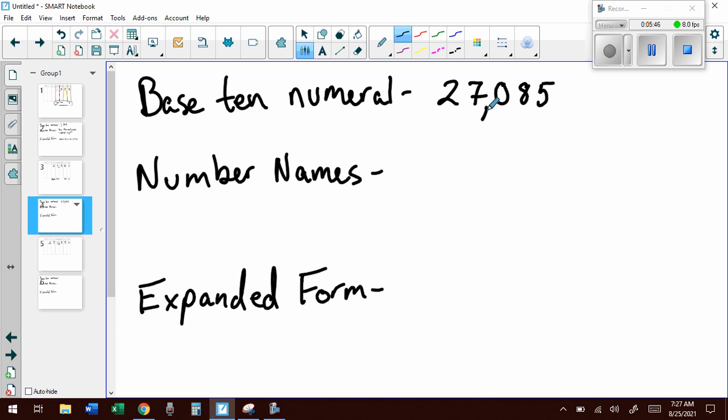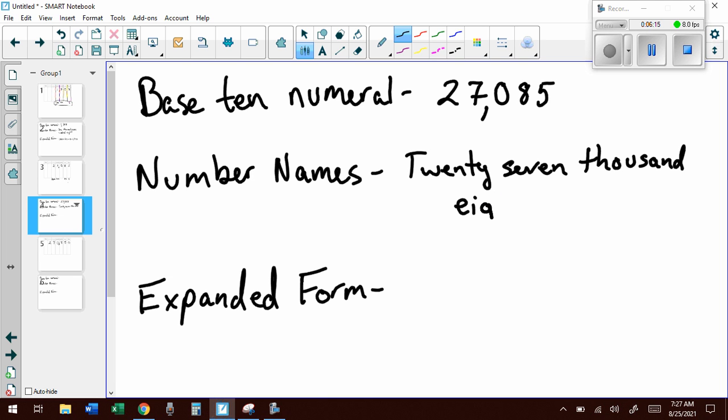Number names and expanded form are where the zeros are not needed. Number names, you write it just the way you say it. 27,085. Twenty-seven thousand, eighty-five.